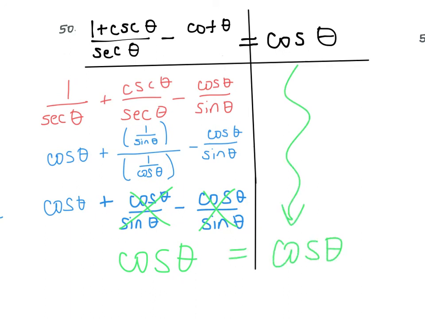Now, not all the time does it work where you can just completely simplify one side and it equals the other side. But a lot of times that's what you should try to do. Simplify one side as much as possible, then move over to the other side.